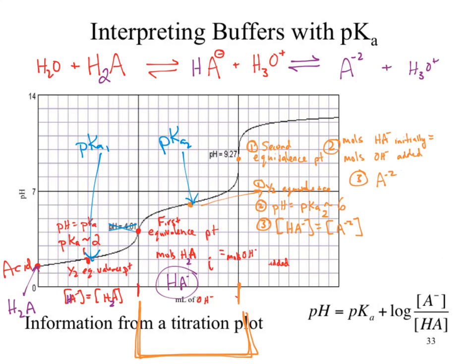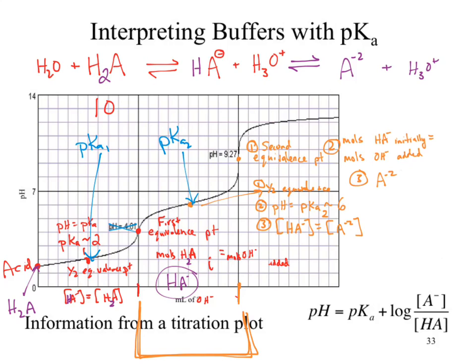10. Why 20? Because it was only the half equivalence point of the second equivalence point. So you'd have to double it to get to your second answer. If we add 10 moles of base, we now take all of our 10 of H2A and turn it into HA minus, which gets us to the first equivalence.